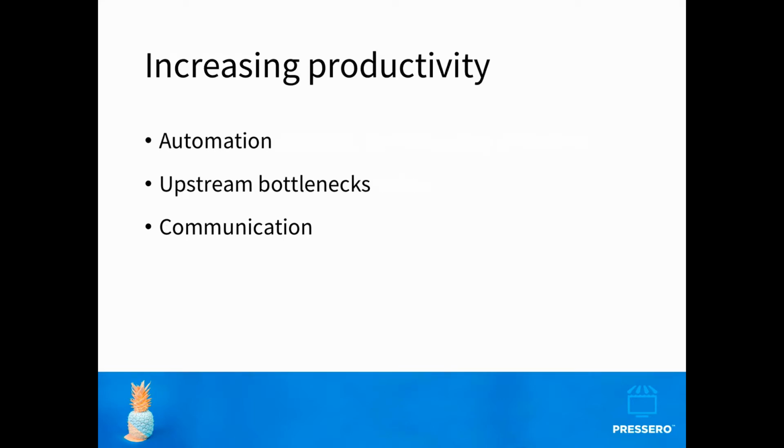Now, increasing productivity, how do you do that? Well, mostly by automation. Automation can make it so that a file that comes in to your company can actually get straight to production without a human ever having to touch it. Of course, these are the cases with simple files and with a properly organized and properly set up workflow. Then I already spoke about the upstream bottlenecks and about how better communication could improve your productivity.